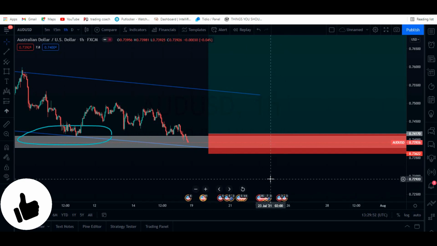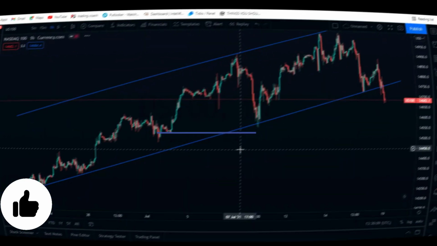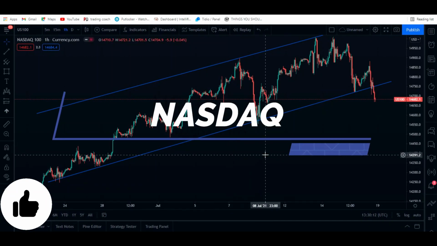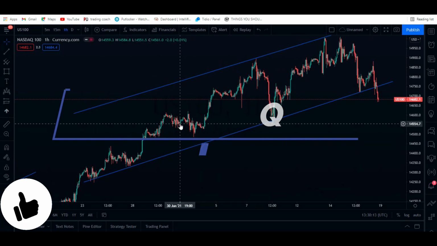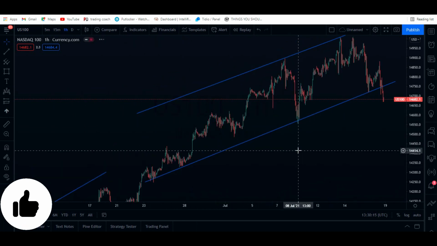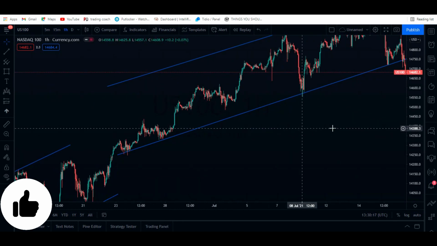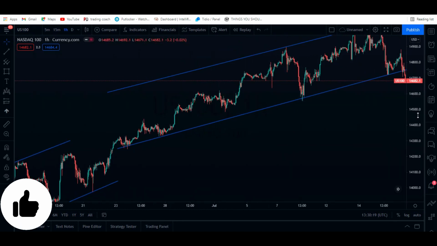So let us do the last pair, which is Nasdaq. Everyone has been waiting for that, I know. So let us do it. On the screen right now I have Nasdaq, which I did as US 100. So let us look at how we got these structures right here.